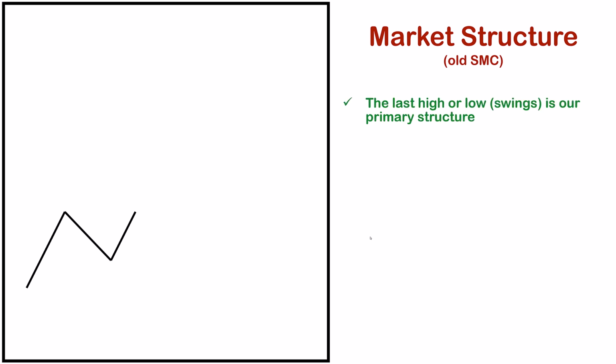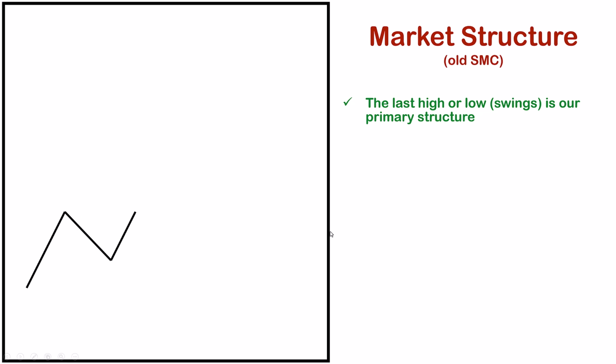Now let's talk about the definition of market structure in the old smart money terms. We have a very simple concept named primary structure. What is the primary structure? The primary structure is the last obvious high or low, or the last swing that we are going to observe until it gets broken. So the market first starts from the left of the chart and it has its last high and its last low.